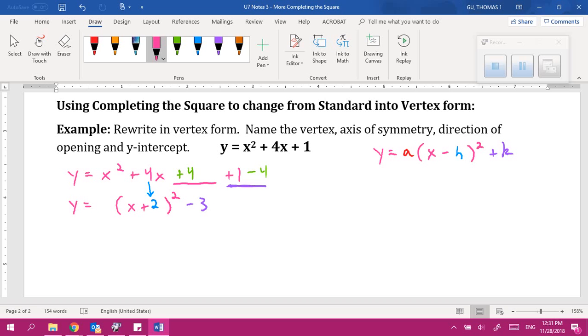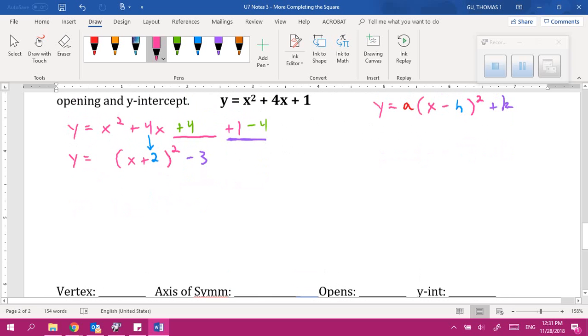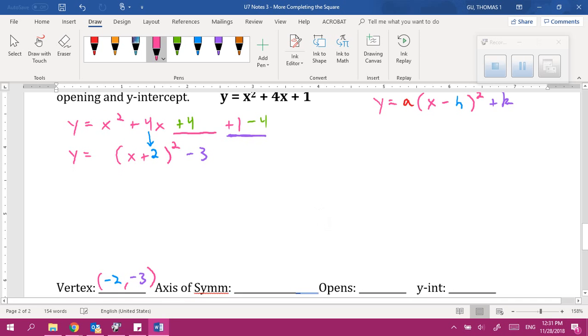So now using this vertex form equation, we should be able to find many of the things we're looking for here. So what is the vertex by looking at this equation? Negative 2, negative 3, that's right. Remember, the number on the inside of the parentheses is always opposite. So the vertex is negative 2, negative 3. If the vertex is negative 2, negative 3, what's the axis of symmetry? X equals negative 2. And where did you get the negative 2 from? From the vertex. It is the x value of the vertex.